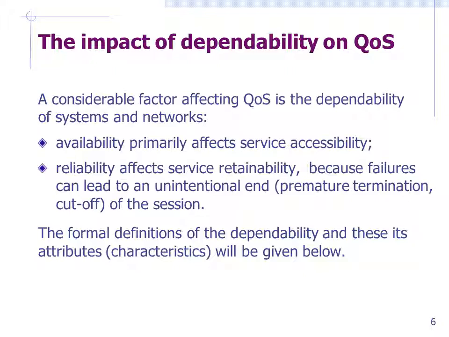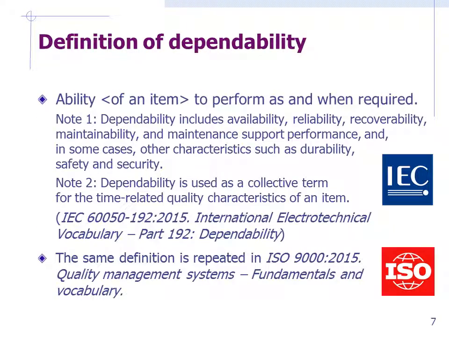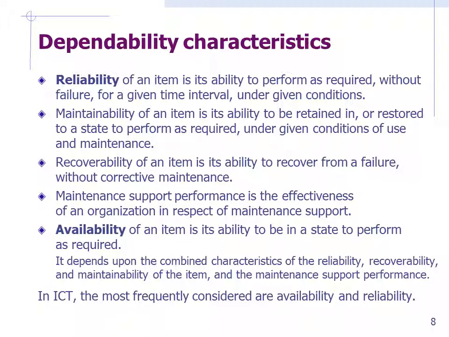A considerable factor affecting quality of service is dependability. Availability primarily affects service accessibility, reliability affects service retainability. Dependability of an item is its ability to perform as and when required. It includes availability, reliability, and some other characteristics. Reliability of an item is its ability to perform as required without failure for a given time interval. Availability of an item is its ability to be in a state to perform as required.